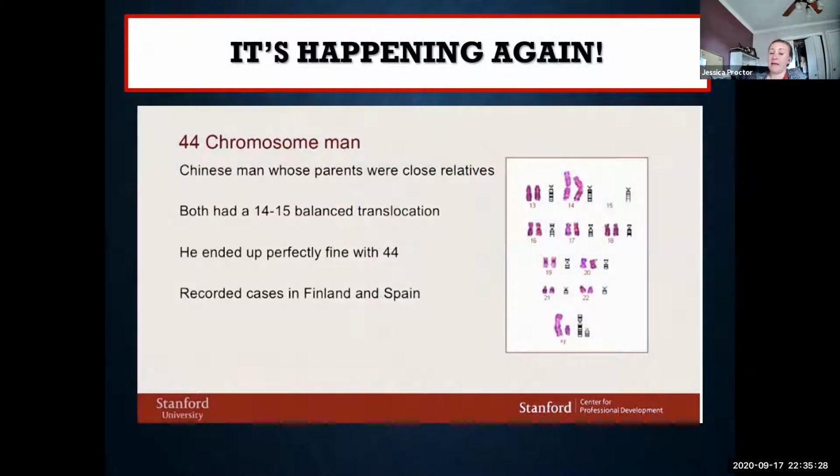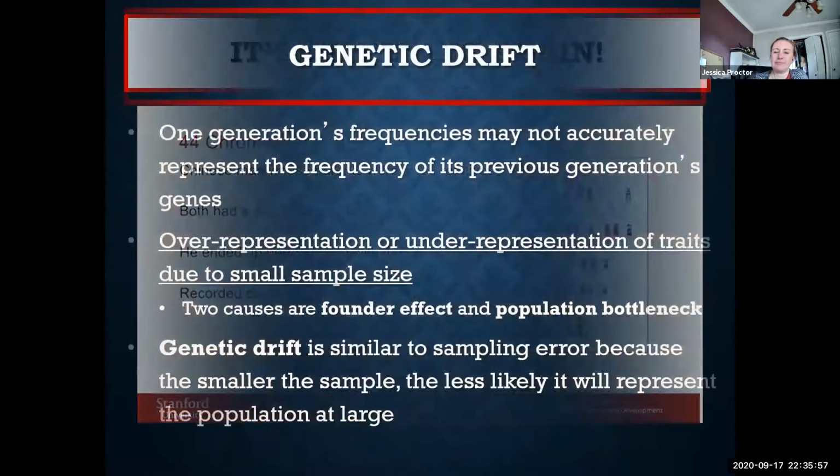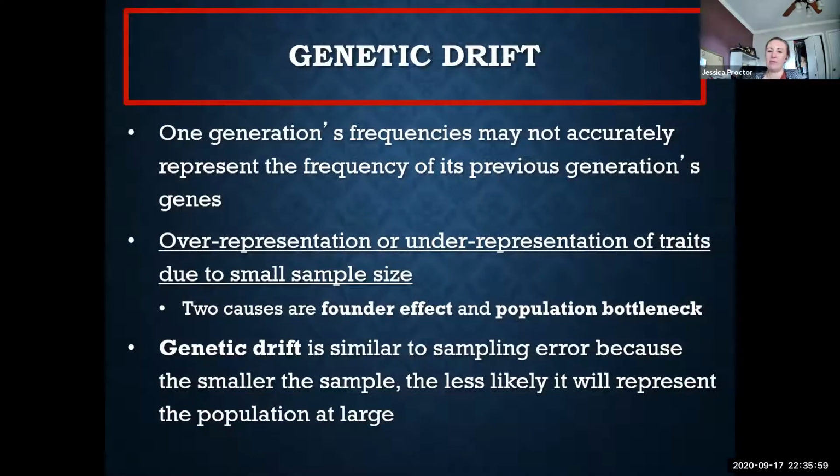All right, so it's happening again. We do see some examples. There was a man in China whose parents were very close relatives, and they both had a 14 to 15 balanced translocation. This man ended up perfectly fine, lived a perfectly happy, healthy life, but only had 44 chromosomes. There are also some recorded cases in both Finland and Spain. So some interesting stuff going on. It's very interesting. All right, do you guys have questions about mutations before I move on?